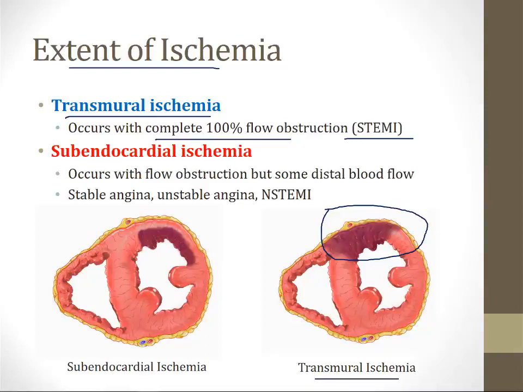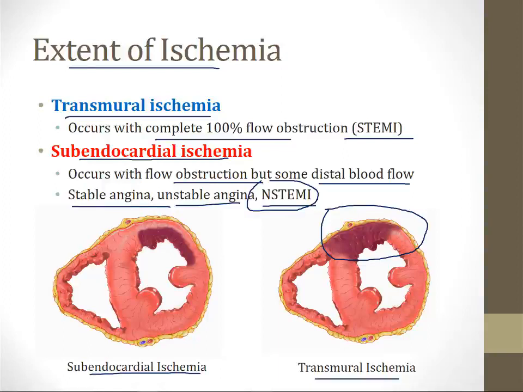The other pathologic pattern that's seen is called subendocardial ischemia. This occurs when there's flow obstruction but some distal blood flow. You can see this among patients with stable angina, unstable angina, or NSTEMI. So for example, if a patient dies of an NSTEMI, remember in NSTEMI there's some distal blood flow. If you examine that patient's heart in the path lab, you will see what's on the bottom left side of the screen. This is subendocardial ischemia.